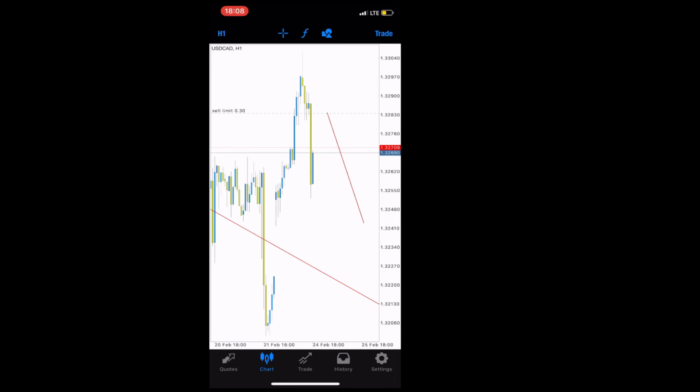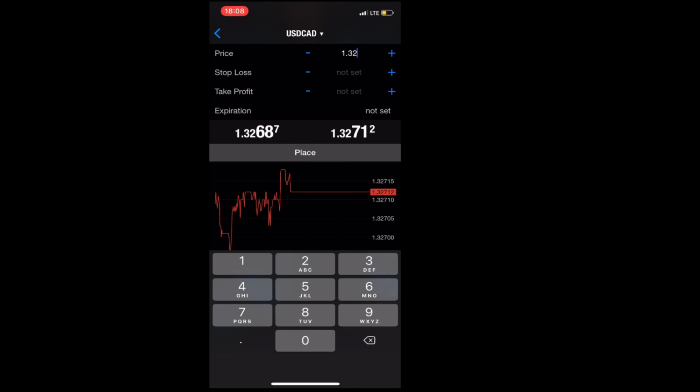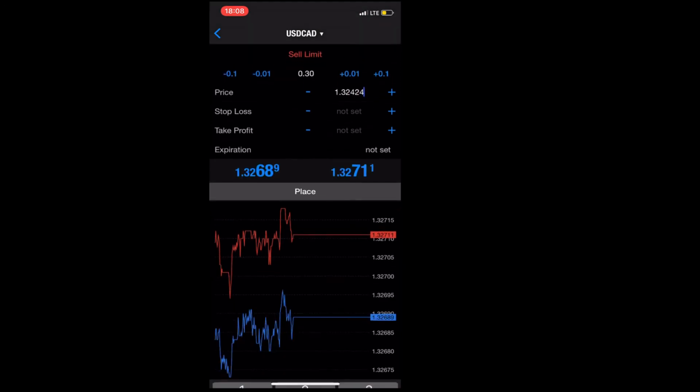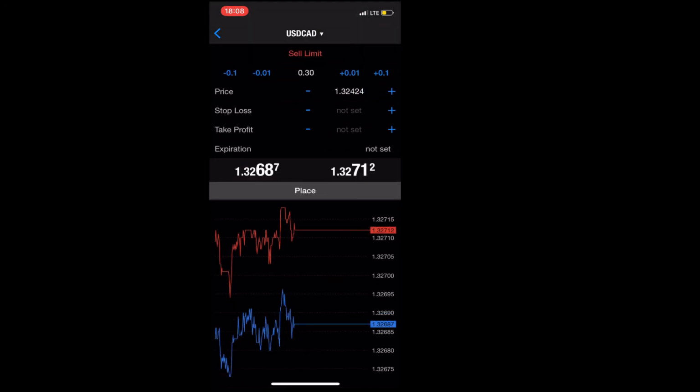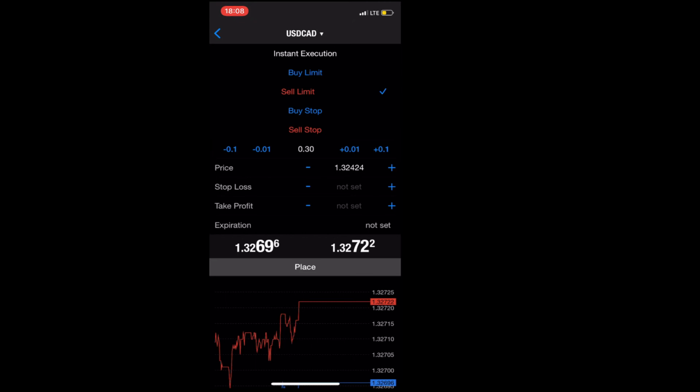Same thing for the opposite direction. Let's say you want your buy limit order to be here, 1.32424. As you can see, if it's sell limit, you can't actually place the order. The place button is actually just gray, so you can't place the order because that's not how it's supposed to work. It's supposed to be a buy limit since the price you want the order to be executed on is below the current price. So it has to be a buy limit.